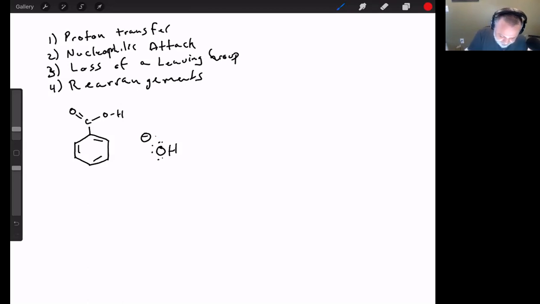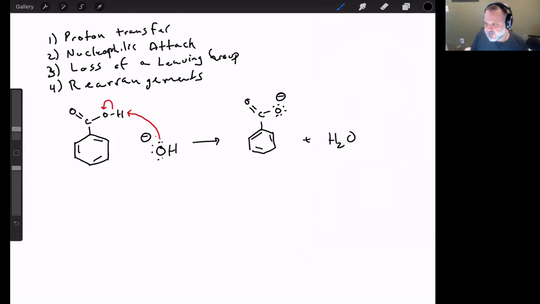So in this case, what we're going to say for a proton transfer is that the electrons from the hydroxide will grab the proton or take the proton or form a bond with the proton. And if that's going to happen, then at the end of the day, the electrons that are already connecting the proton to the benzoic acid have to move back onto the oxygen. And so if I want to draw the products, I'll show the negatively charged oxygen on the benzoic acid, and then finally the water product as well.